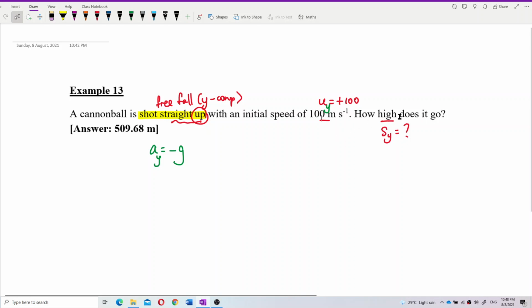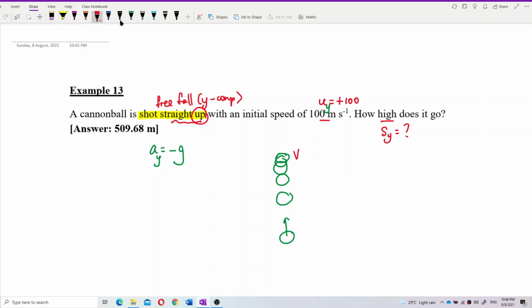That means the ball will reach a maximum height, isn't it? The ball is in free fall motion, going up, slower and slower and slower. Finally, at the maximum height, the velocity is zero. Okay, this is what we know. The velocity in the y component is zero at the maximum height. So we want to find the maximum height, which is the y displacement.